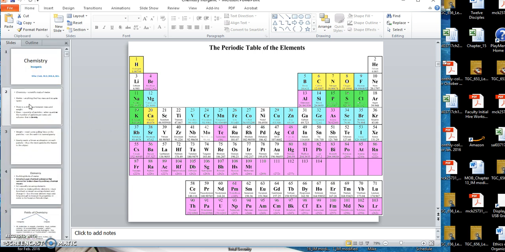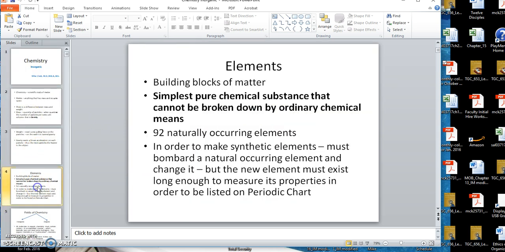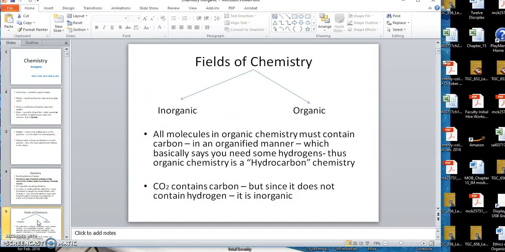All right, so we go back again. We're saying there are 92 naturally occurring elements. On the periodic chart, you list one atom of the element. So in other words, on the periodic chart is listed the characteristics for one atom of an element that you have. All right, we go a little further.